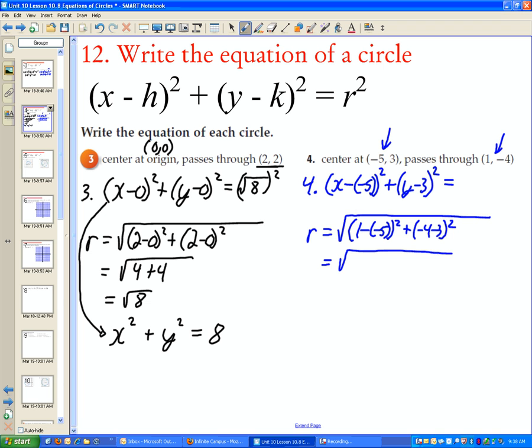So 1 minus negative 5, that's 1 plus 5, that's 6. 6 squared is 36. Plus negative 4 minus 3 is negative 7. Square the negative 7. We get 49. Put the square root of, and then what's 36 plus 49? 85. And we've got the radius. So back to my equation. For r, I put the square root of 85, and then I've got to square it.